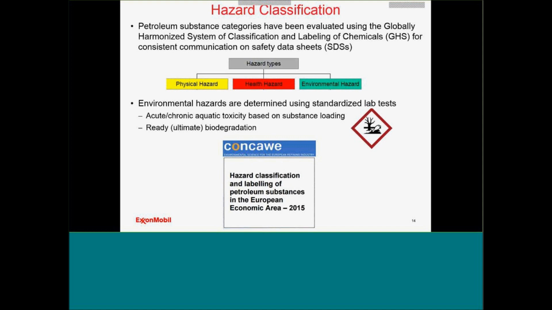Further details on the hazard classification of petroleum substances can be found at the Concawe website, which is the industry association for European refineries. And again, it's publicly available if you're interested in learning more about GHS classification of petroleum substances.